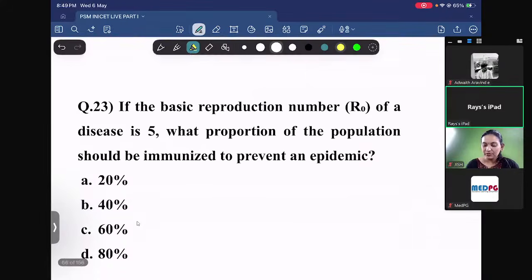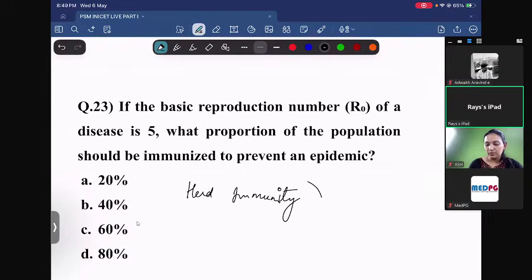Now, next question is, if the basic reproduction number or R naught is 5, what proportion of the population should be immunized to prevent an epidemic? Now, they're asking about the relationship between R naught and herd immunity. So, what is the concept of herd immunity?